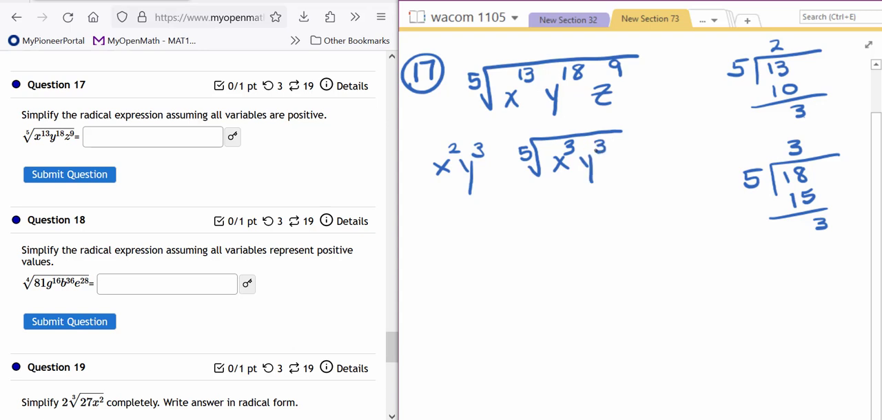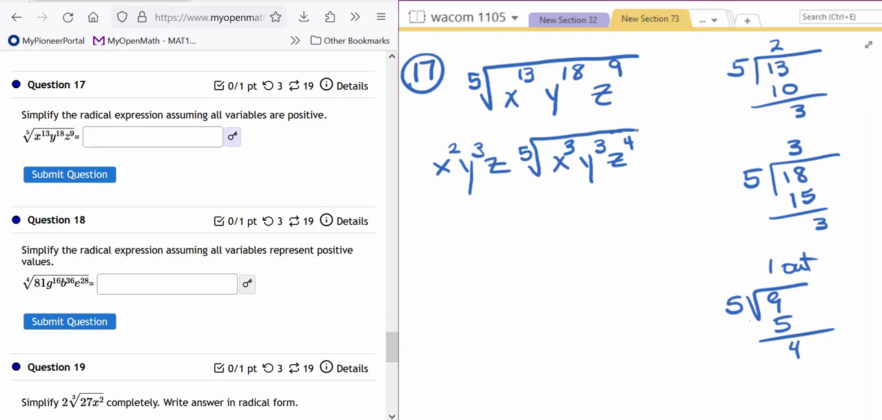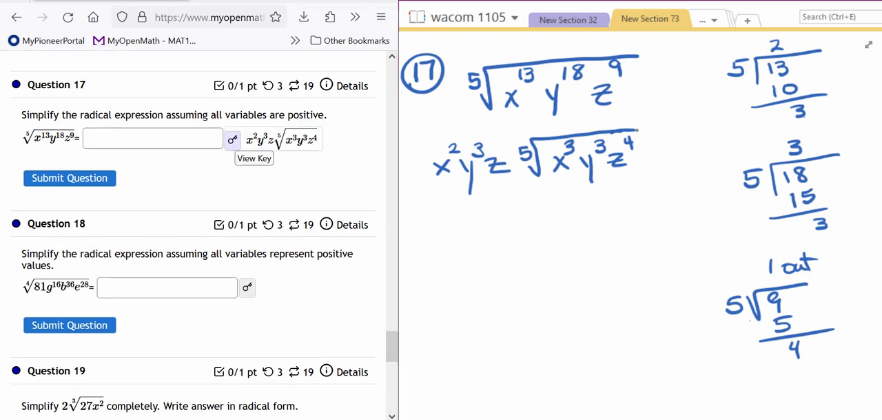Right. And then we'll do the z. We're doing 5 into 9. It's only going to go one time. And you have 4 left over. So 1 goes outside and 4 stays inside. So 1 z outside and z to the 4th on the inside. Good.